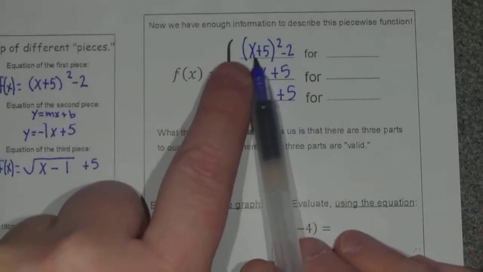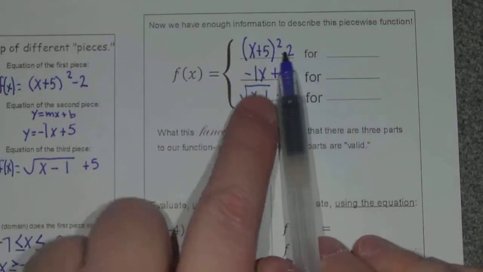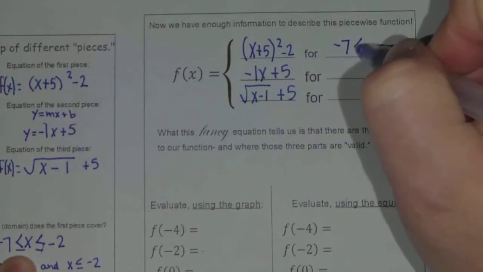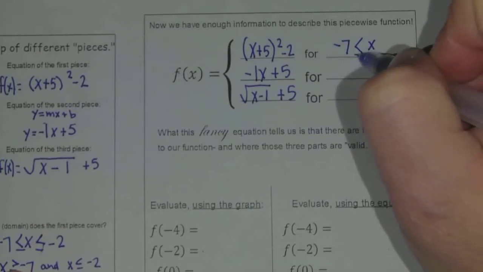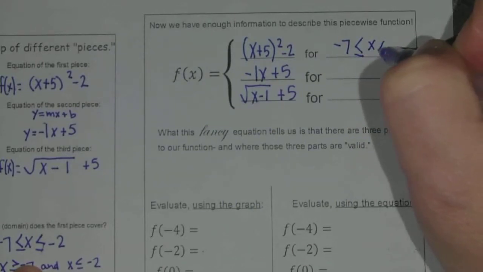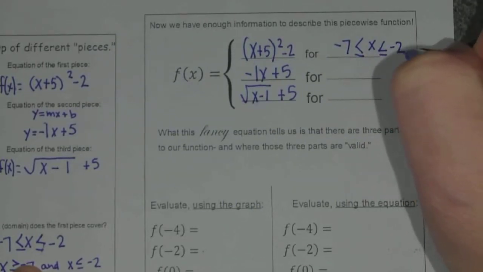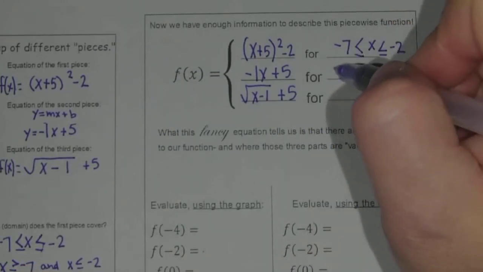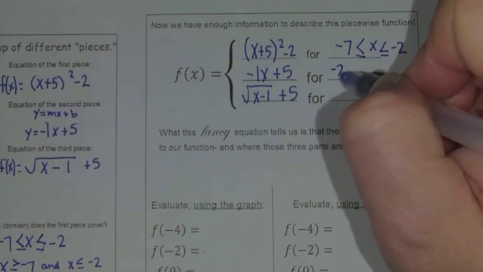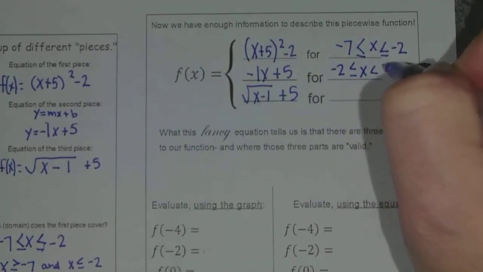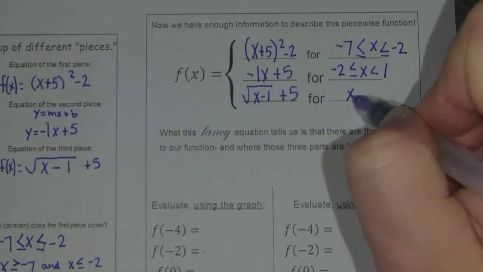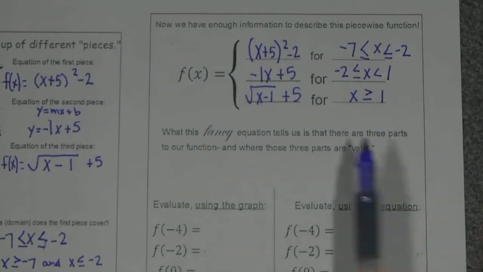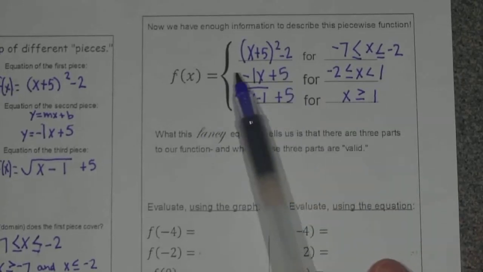So the graph will be x plus 5 squared minus 2 for all of my x values that fit these descriptions. And we already wrote our x value descriptions over on the other side, so I'm really just copying them into place also. So the second one had domain restrictions that went from -2 to 1, and the last one had domain restrictions that were greater than or equal to 1. So this is how you'll see a piecewise function look.